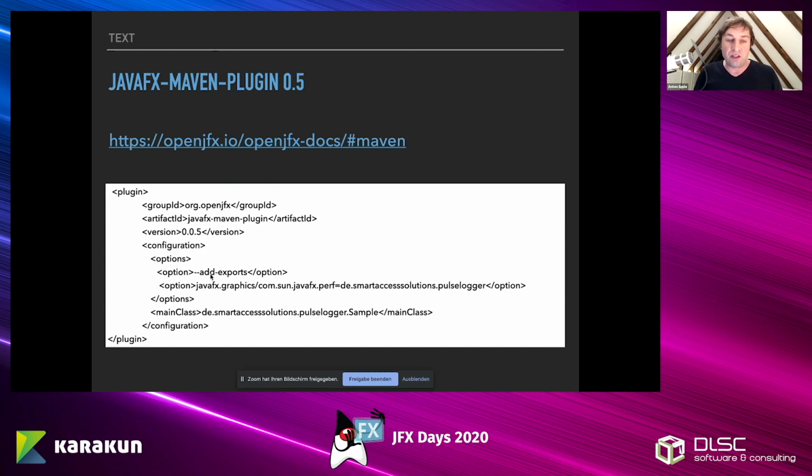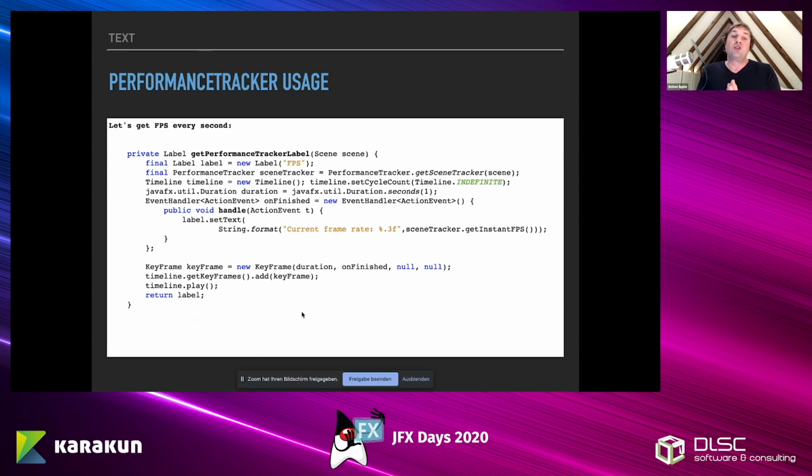In your configuration, you can see here, you have these options, and you add the add-exports for javafx.graphics and com.sun.javafx.perf, and this is the name of my module. Then I have the main class and I start it. To use it, I have this simple example. I created a label. And for this label, I create the performance tracker via this method getSceneTracker, passing in the scene. Then I create a timeline and let it run indefinitely. I want it to fire every second to update the label every second with the current frame rate.